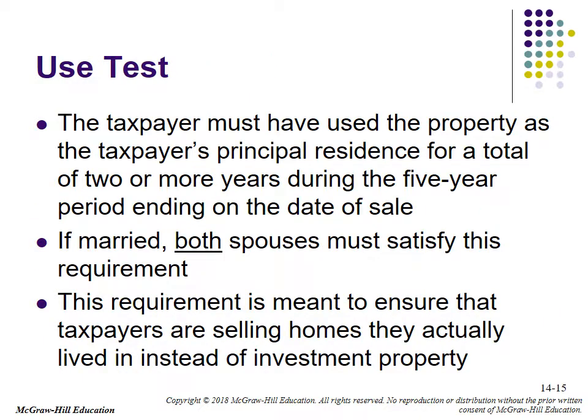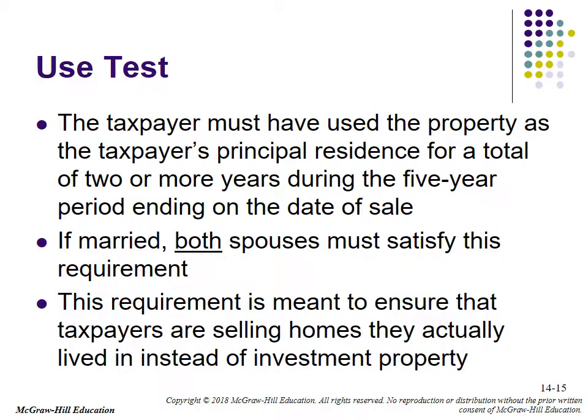The use test, this is the other part. Is it a principal residence? The taxpayer must have used the property as their principal residence for a total of 2 or more years during the 5-year period ending on the date of sale. Now, this isn't saying you've got to use it for 2 years consecutively. When you add up all your use time as a principal residence, it must equal 2 of the 5 years.